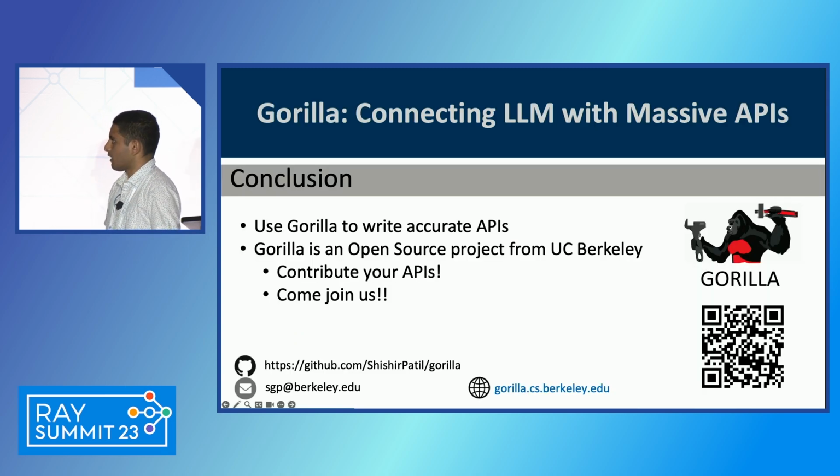So with that, I'd like to conclude. So we have trained Gorilla, which is an LLM that writes API calls. And we're teaching an LLM to use APIs. You're actually teaching it to talk to the rest of the world through APIs. And this is an open source project from Berkeley.